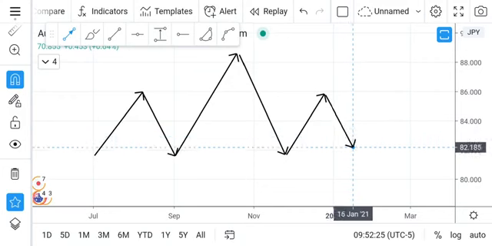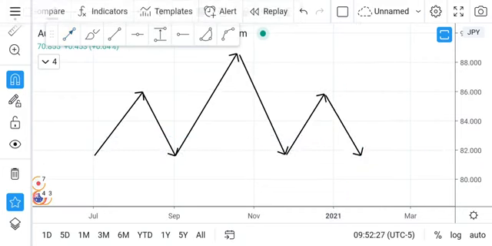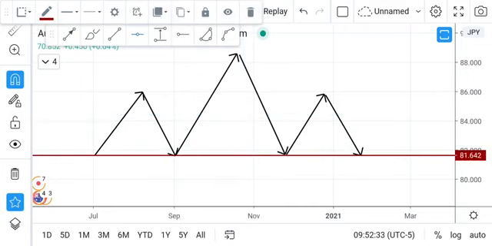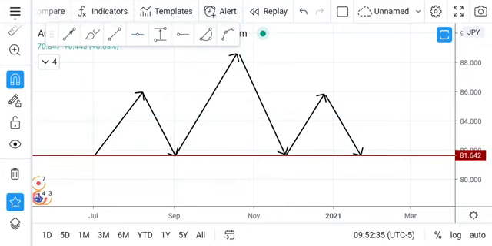So then sellers will push it back down. So what do you have now? You have resistance over here. You have resistance over here. So we call this the left shoulder, we call this the right shoulder, and we call this the head.